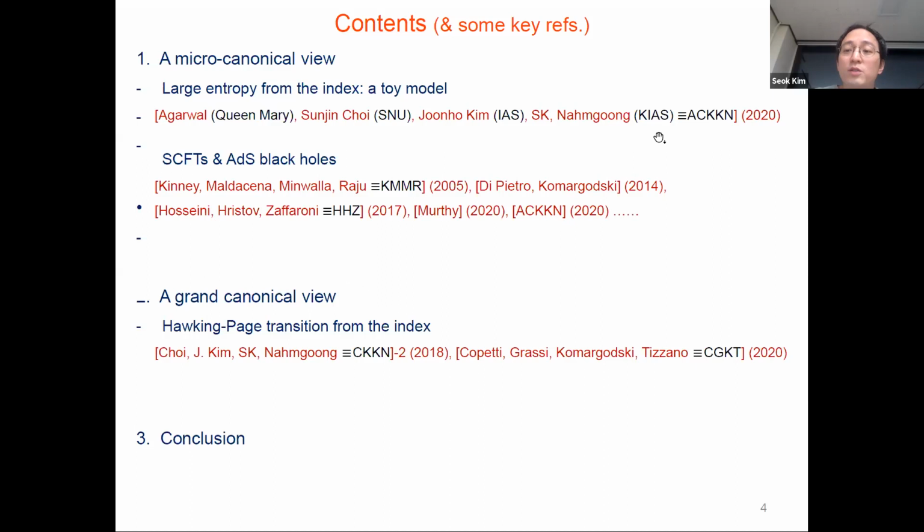And then one goal is to properly understand the microscopic entropy of black holes, which has been pioneered by many people. And I also see that many people in the audience have contributed a lot on this subject in the past 2 years. Then I move on to the similar question of the macroscopic index from the grand canonical ensemble point of view, in which one can study a very interesting phenomenon, the so-called Hawking-Page transition, from the index.